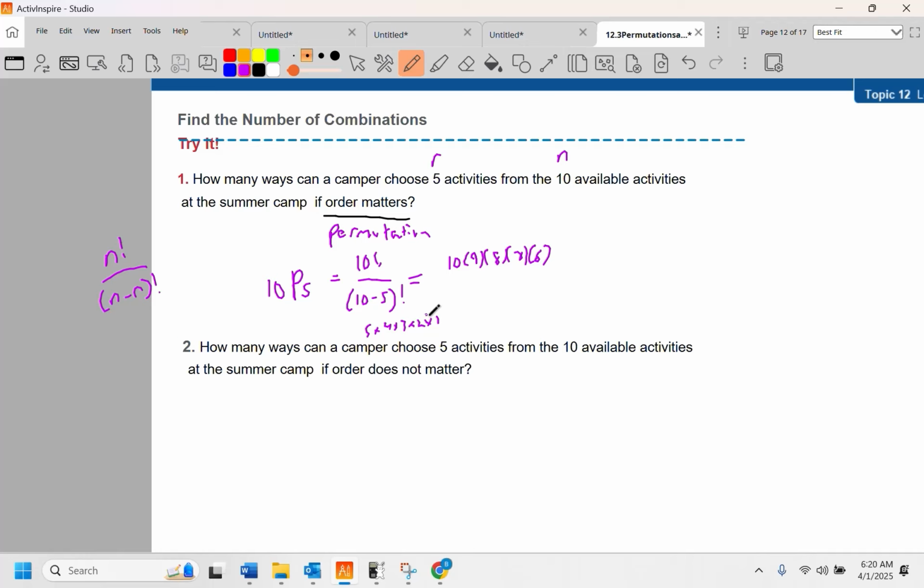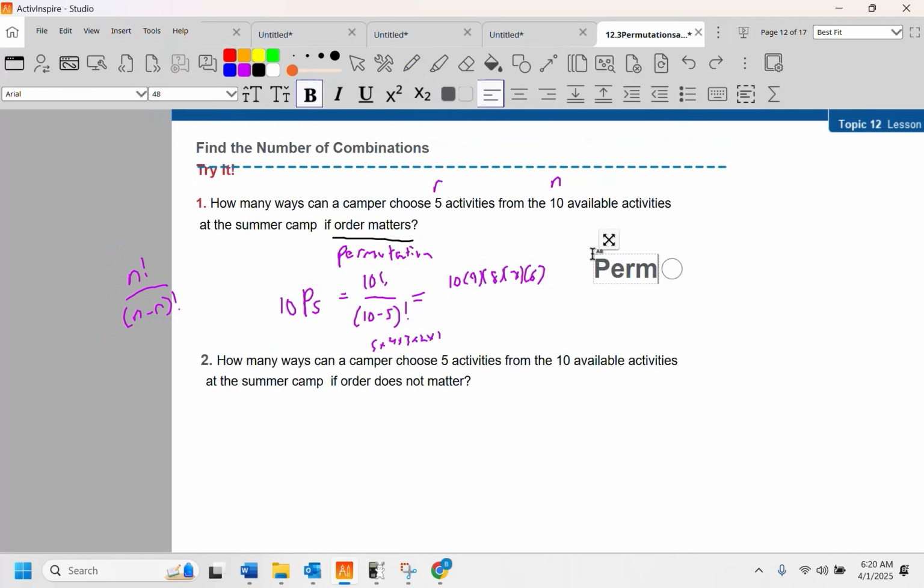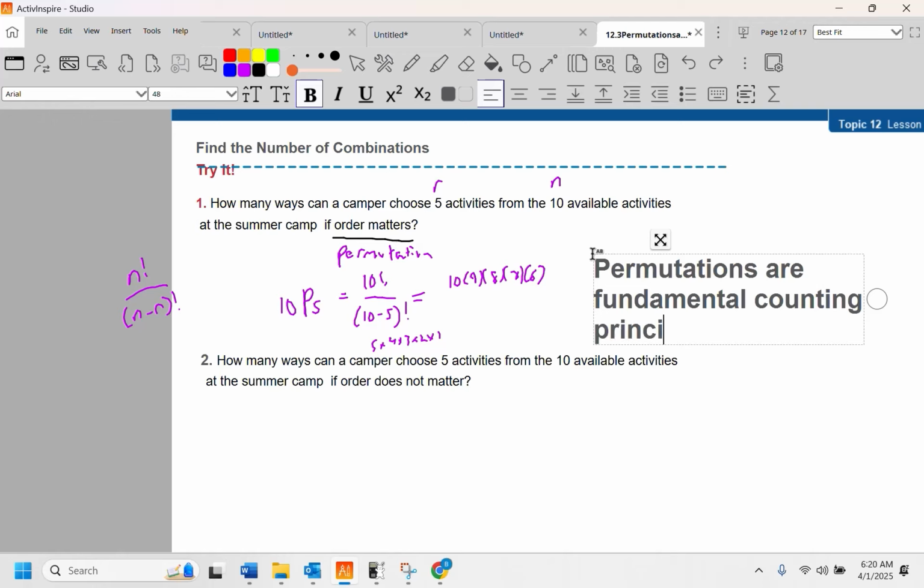So understand this, and this is a very big thing: permutations are the fundamental counting principle. They are the same thing. Because if I approach this from the fundamental counting principle, I would say I have 10 choices. Okay, that one's taken. Then I have 9 choices. Now I have 8 choices. Now I have 7 choices. Now I have 6. So permutations are the fundamental counting principle, which is m by n by p ways, okay?